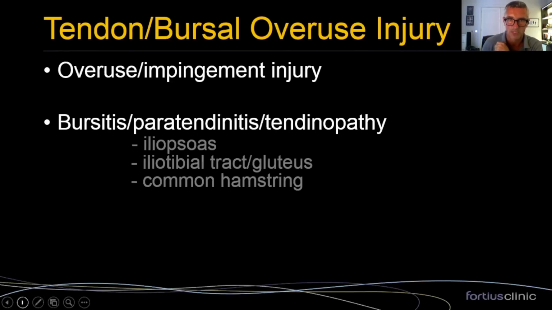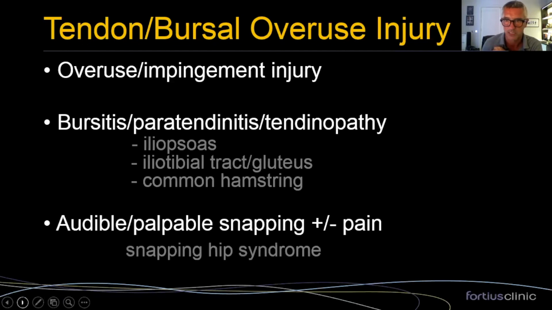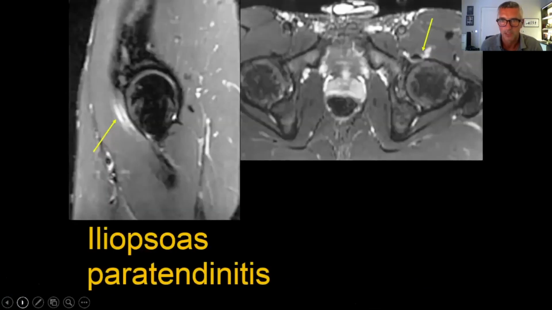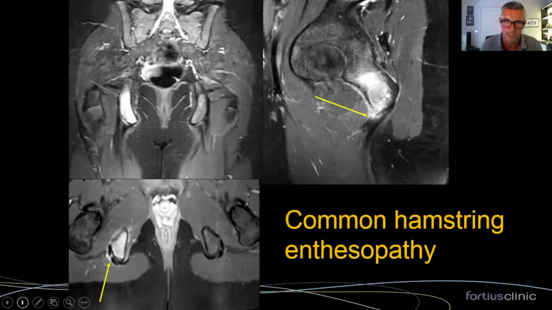So just to finish off, we're going to cover a little bit of muscle, but it's all merging into one at this point, because I think the muscle tendon interface is an artificial separation. So we'll see bursitis of psoas, iliotibial tract. They talk about hamstring snapping. I've never seen that. You get anterior snapping from psoas, lateral snapping from the glutes. This is the iliopsoas paratendinitis with fluid tracking around that psoas tendon on the left. Typical appearance. And this is a raging enthesopathy of the hamstring attachment on the ischial tuberosity.